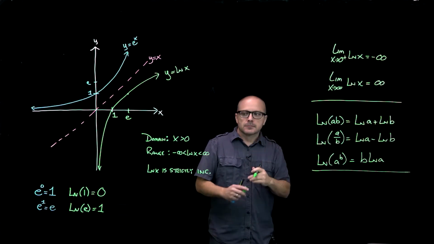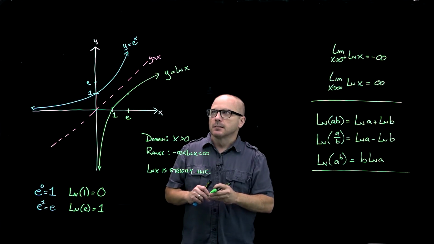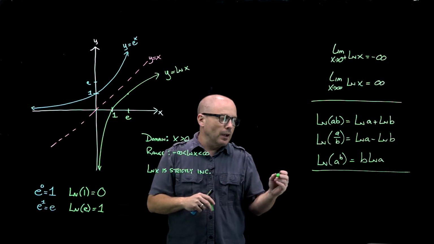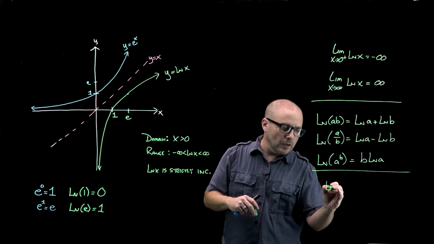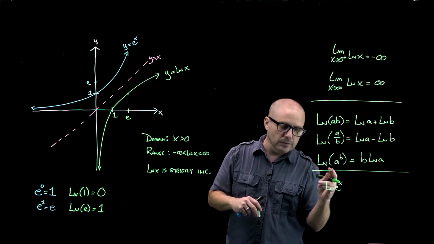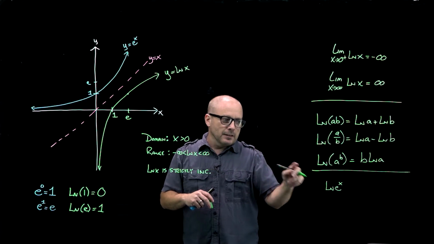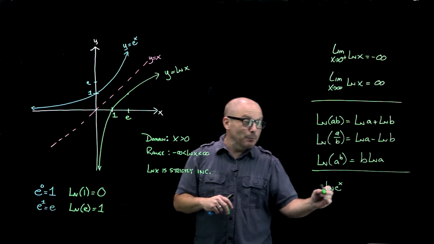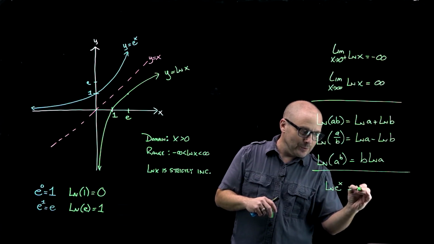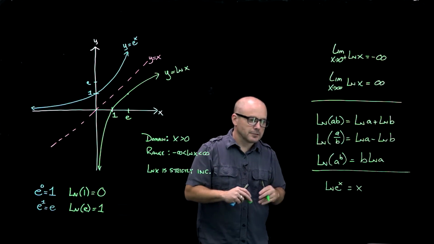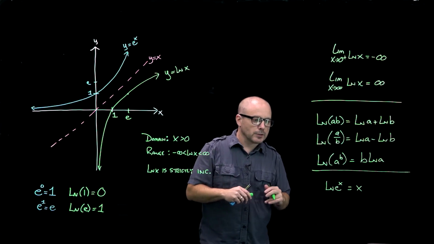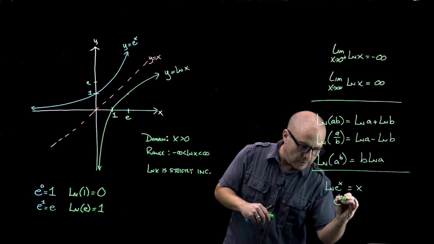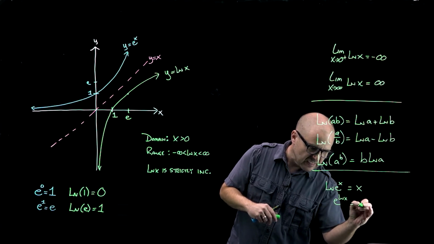Also, because natural log and e to the x are inverses of each other, we have the property that natural log of e to the x is x. So since the outputs of e to the x become the inputs of natural log, then the outputs of that, you're back to the inputs. In other words, they cancel each other off. Whenever you compose a function with its inverse and vice versa, e to the natural log of x equals x.